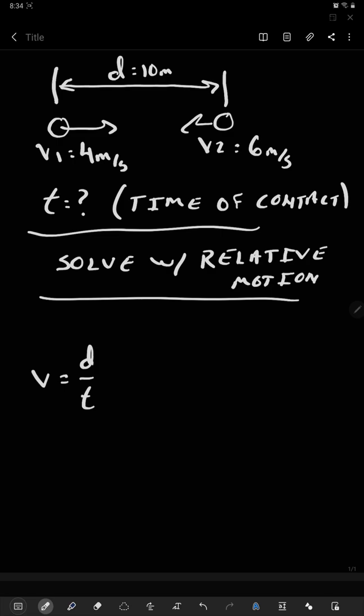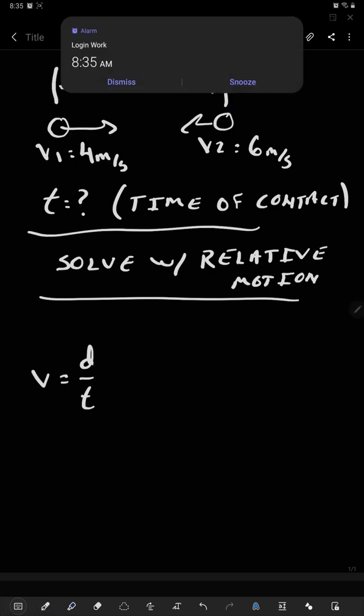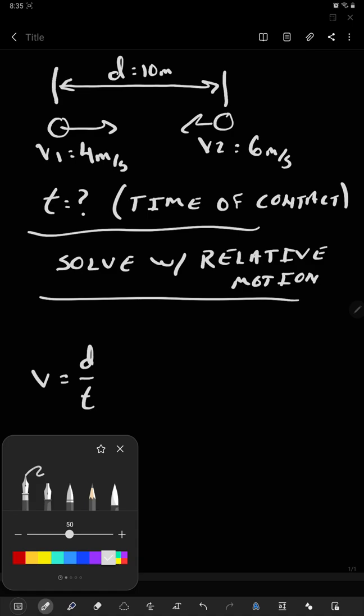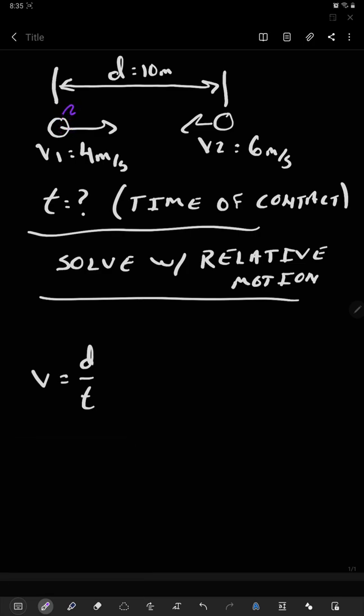So with relative motion though, I can take a step back and, sorry guys, put myself in one of the cars. Let's see if this color comes up. I'm going to put myself in car 1. So there's my x. I'm in car 1.